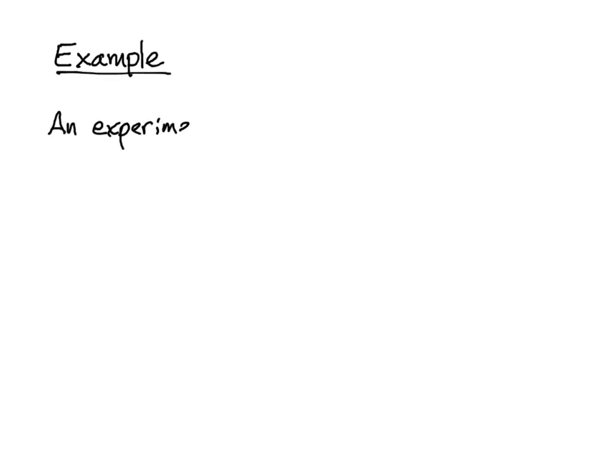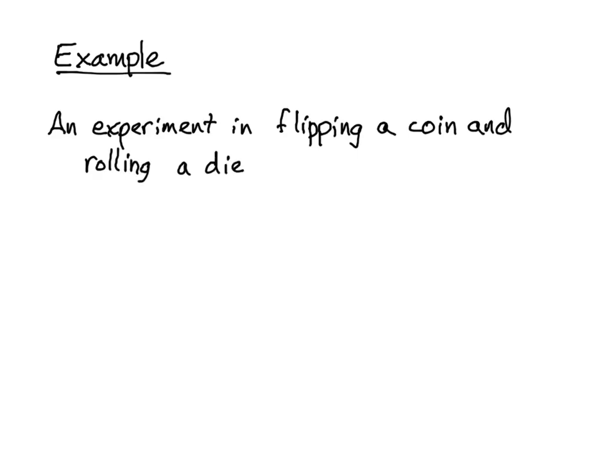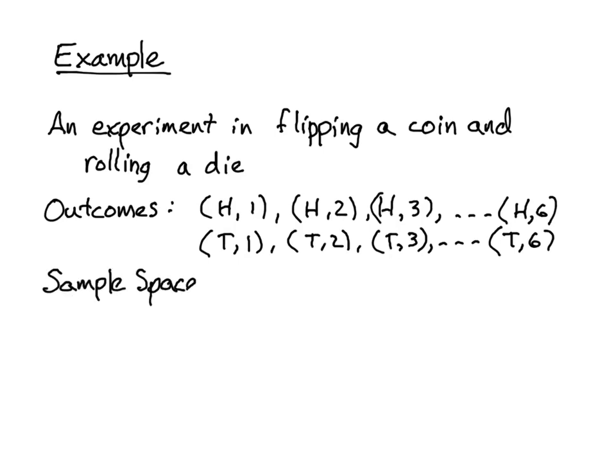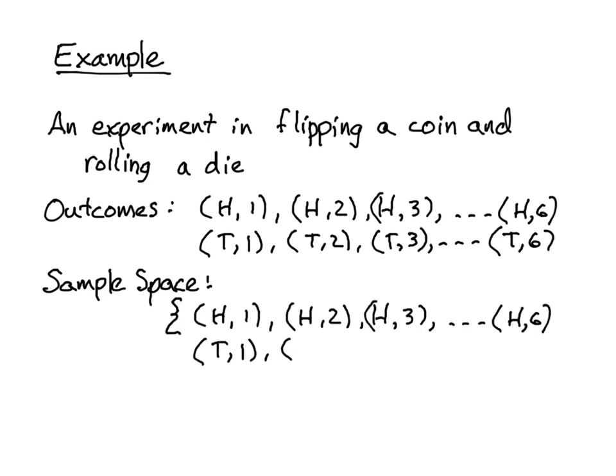So for example, if we have an experiment that we're going to flip a coin and roll a die, the outcomes are possibilities of the coin having a heads or a tails and the die having the numbers 1 through 6. And so we would call the sample space the set of those things, the set of H1, H2, H3, and so on, and all the way to tails and a 6.